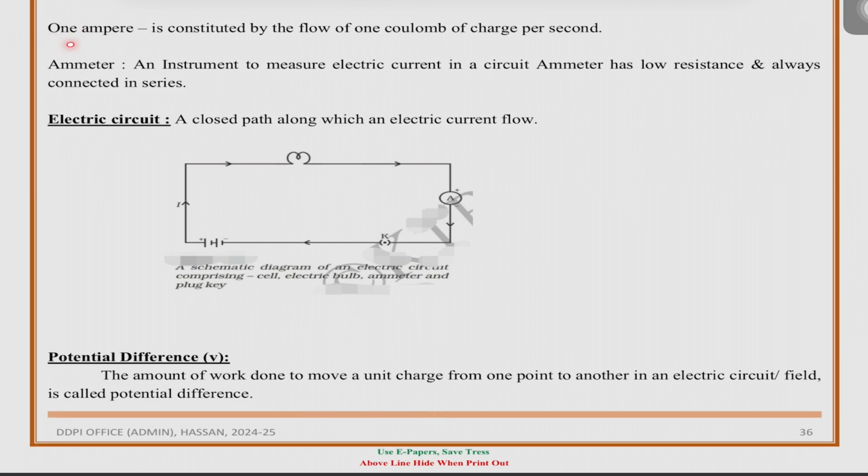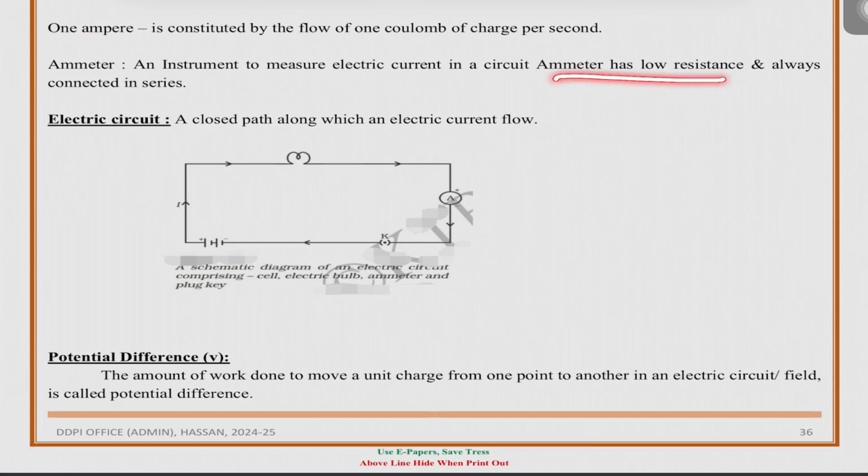What is 1 ampere of current? The current flowing through a conductor is said to be 1 ampere when it is constituted by the flow of 1 coulomb of charge per second. There is an instrument to measure what is the amount of current flowing through the conductor. It is ammeter. An instrument used to measure electric current in a circuit is known as ammeter.